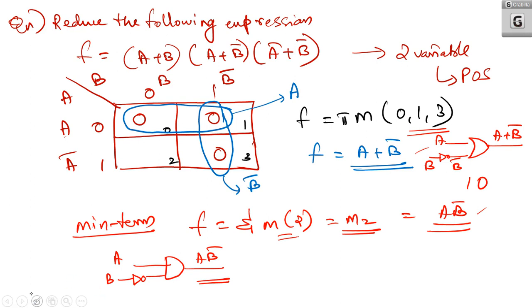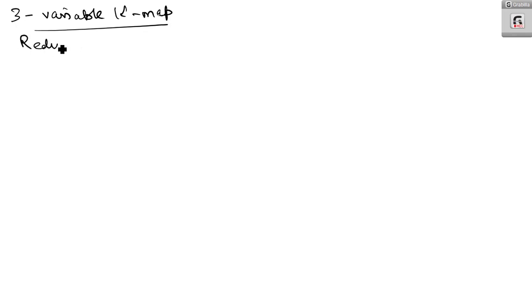Now coming into this 3-variable K-map. So coming into the example of this 3-variable K-map, how to reduce the expression using this 3-variable K-map. So we'll start with an example. Reduce the expression.